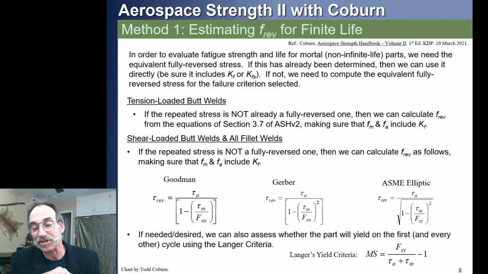So this is what we use Langer's criteria for. In Aero 3271, we're not going to check Langer's criteria unless we're asked. If you're asked to check first cycle fatigue, that's what we're going to use. We're not going to use it as a fatigue criterion. Okay?